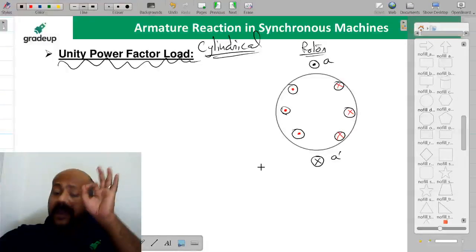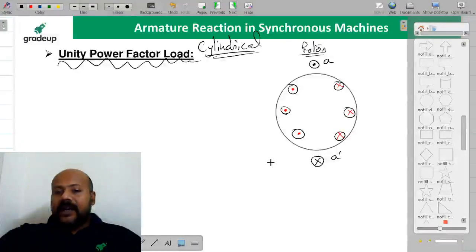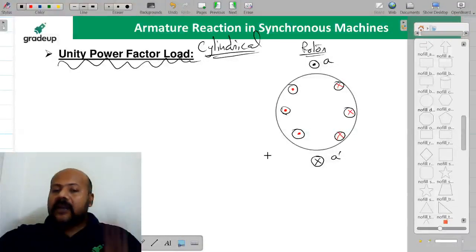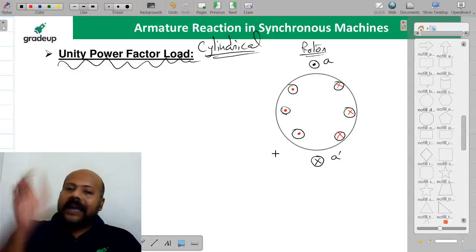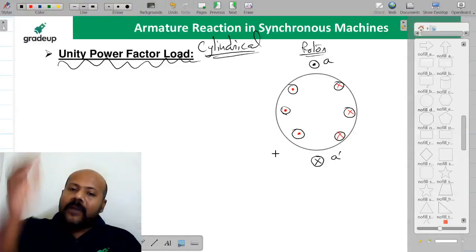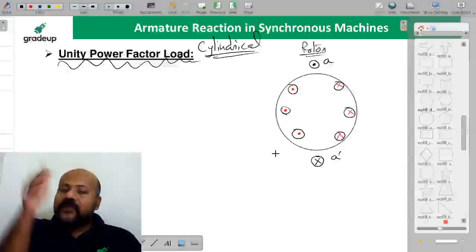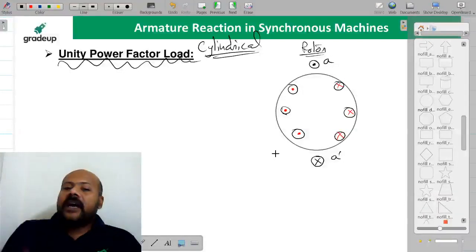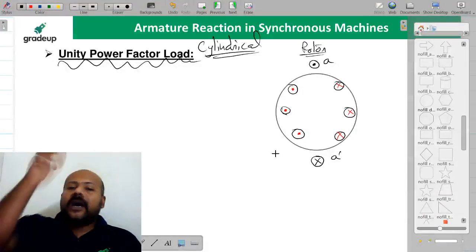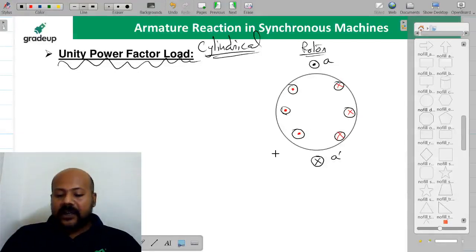Now you listen to me very properly. If this is a cylindrical rotor, can you find the field flux direction or field MMF, yes or no? You apply the right hand rule. How are you going to apply the right hand rule? The fingers of the right hand are moving in the direction of the current sense and your thumb is going to point towards the flux direction. Is it clear or not?